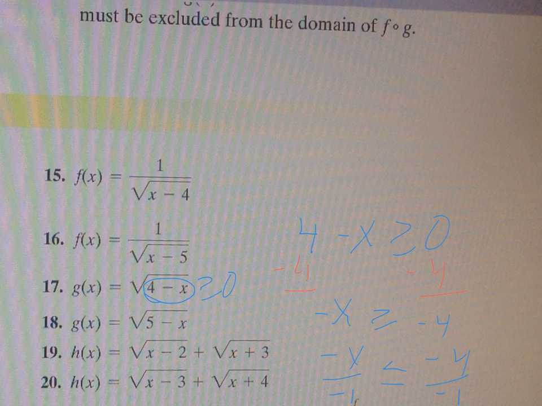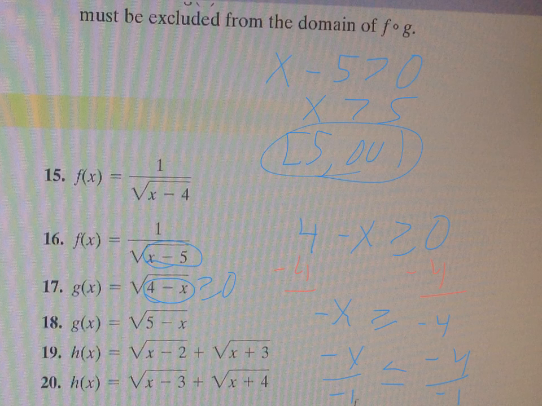Yes. And so on this guy, what you want to do is take the radicand, and instead of being greater than or equal to 0, we just want the radicand to be greater than 0. We don't want it to be equal to 0 because it's the denominator. This one's much easier than that last one. So we want x to be greater than 5, and so that would be the half closed interval 5 to infinity.